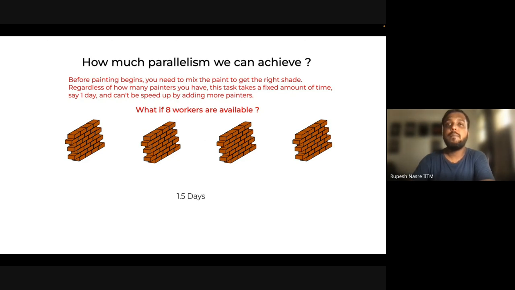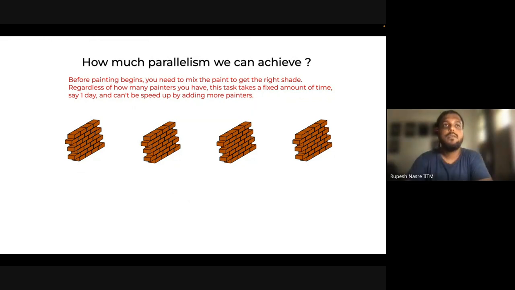So what is the speed up I achieved with respect to day 1, right? With respect to performing all these tasks with a single person, how much speed up did I get? It's simple. Earlier time divided by the current time. Exactly. It's 3.3. If we have 8 workers, the speed is increased by 3.3 times, right?